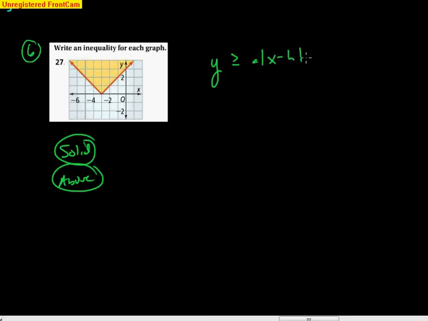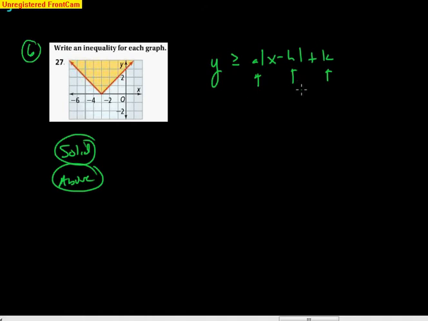Okay, so we have to take a look at this and say, hey, this is an absolute value. The line is solid, and they shade it above the line. So our general form, y is greater than or equal to, above, solid, a absolute value x minus h plus k. And your job is to find what a, h, and k are.